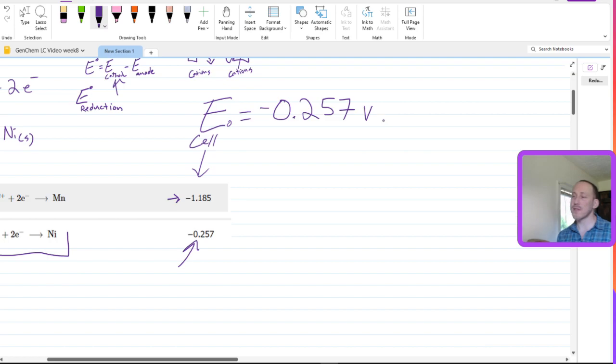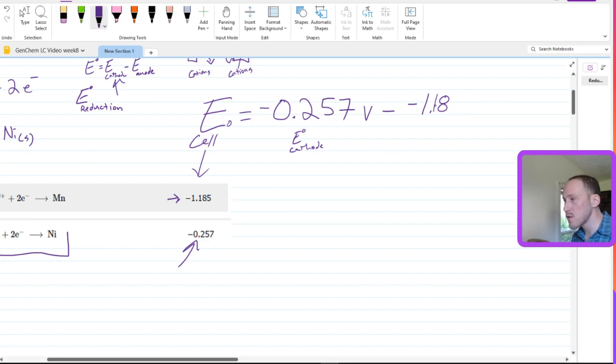So negative 0.257 volts is the E of the cathode, the reduction potential of the cathode, and that is going to be minus the reduction potential of the anode. So we can see this is going to be positive because even though we're starting negative, we're subtracting a much more negative number. Minus a negative obviously equals a positive. So ultimately we're going to end up well above 0 here. 1.18. Oops, I'm sorry.